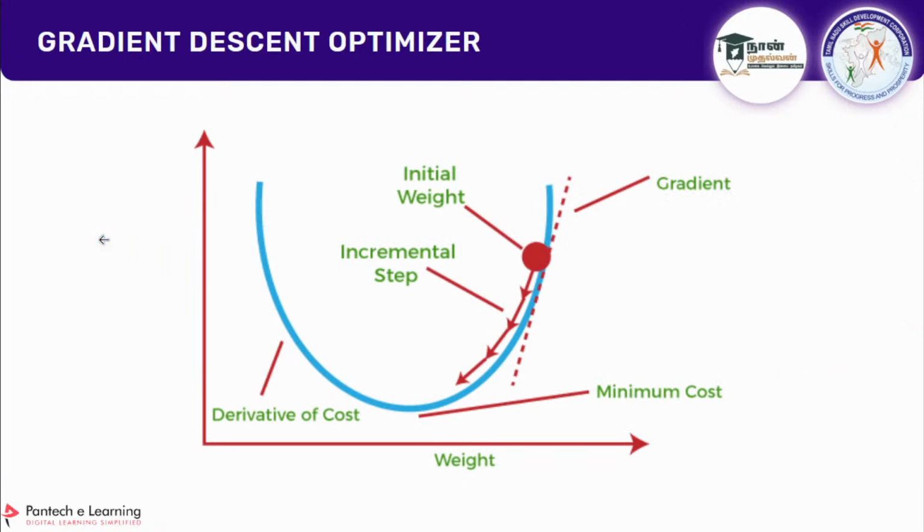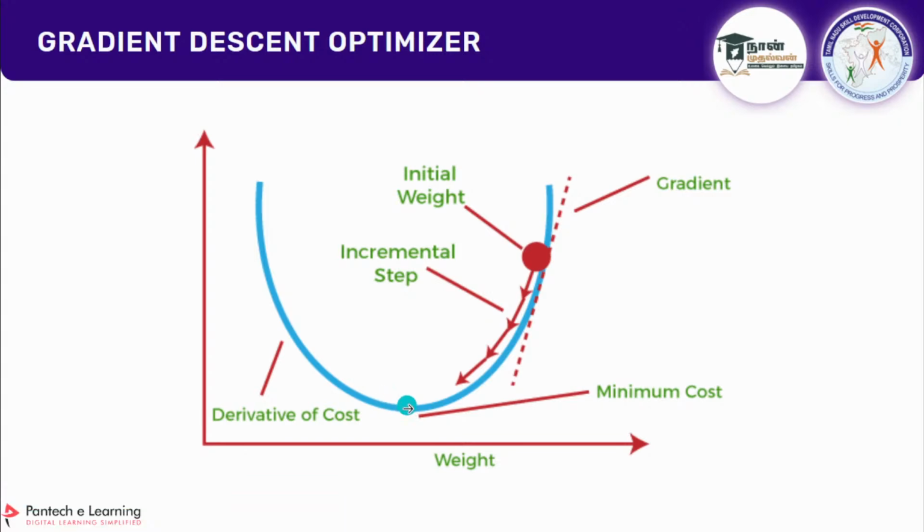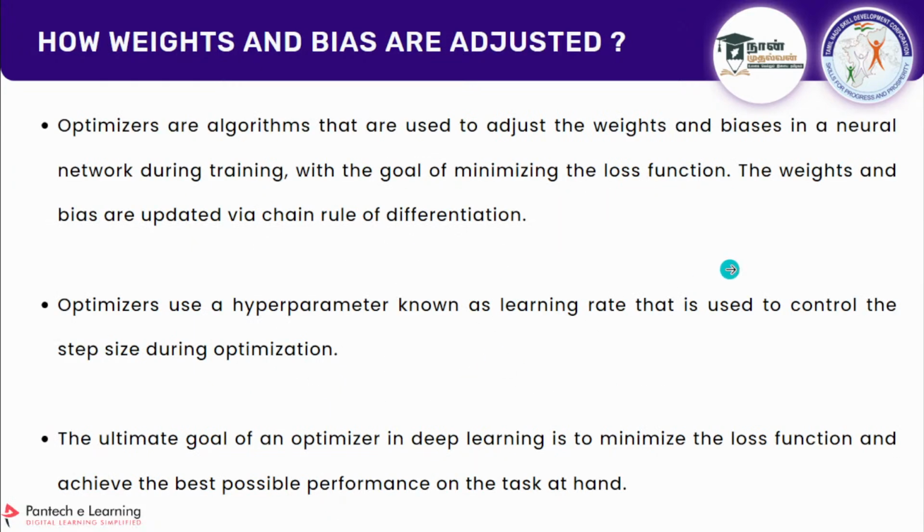One example of an optimizer is gradient descent. This will be your minimal loss value. This is known as the global minima, they used to say. This will be the lowest you can achieve. And how are you going to achieve it? You are going to achieve it through gradient descent.